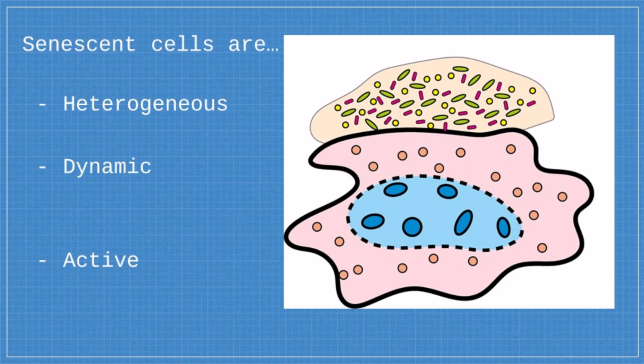So there are three key things that I therefore want you to understand about senescent cells. Firstly, they are very heterogeneous. They sometimes seem to be good, sometimes bad, and that's partly a reflection of the main inducers that cause the cell to become senescent in the first place.